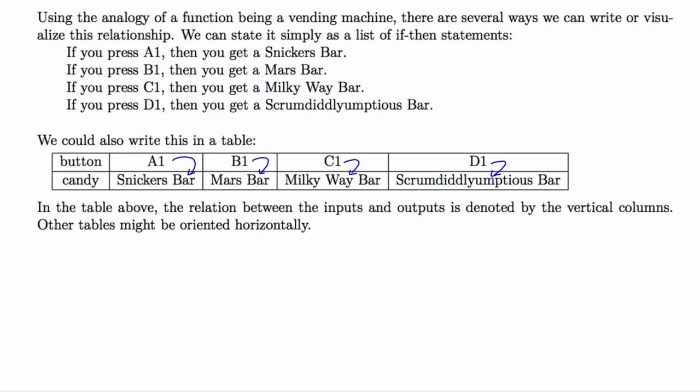While this table is a horizontal table, and the relation between the inputs and outputs is the vertical columns, it is also possible that we have a vertical table, where the relationship between the inputs and the outputs would then be denoted by the horizontal rows. So it is possible that you would have either a horizontal or a vertical table.